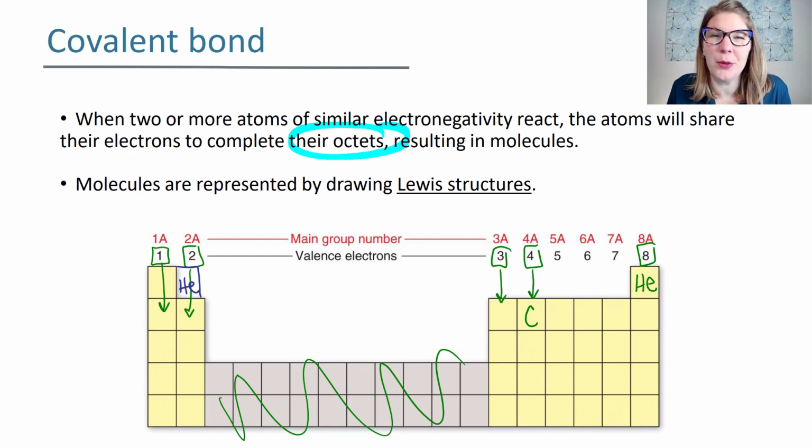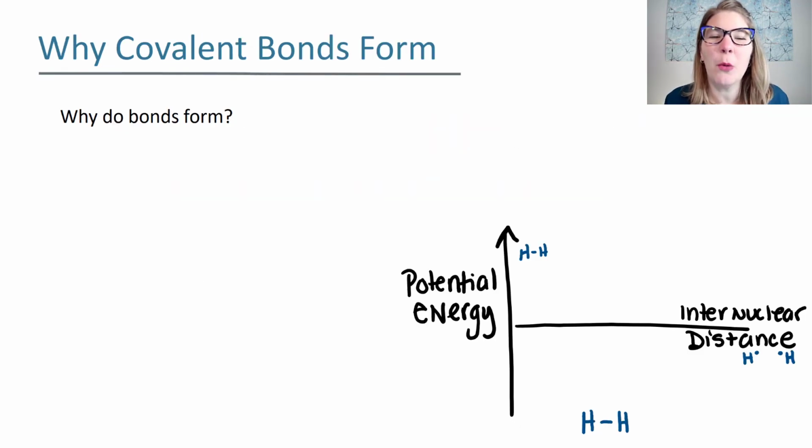Because in organic chemistry, we're basically going to be using hydrogen, carbon, nitrogen, oxygen, fluorine, and sometimes some sulfur and phosphorus, and the rest of the halogens. So this is what matters to us. We need to be able to count the valence electrons. Let's talk about why covalent bonds are going to form.